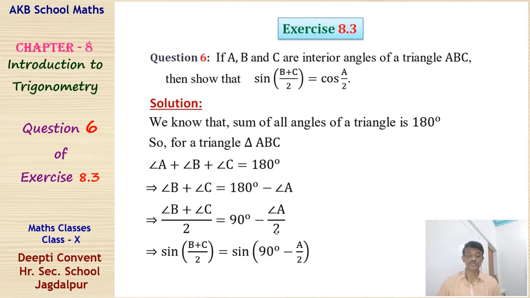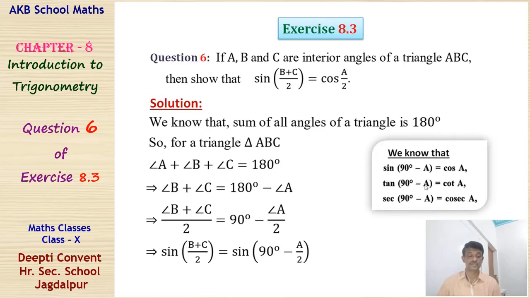Now we have to use the conversion by ratio of complementary angles. So we know that sin(90 minus A) equals cos A. So here sin(90 minus A/2) equals cos(A/2) by using this relation. So sin((B + C)/2) equals cos(A/2). So that is the result. We have proved this. Very simple.